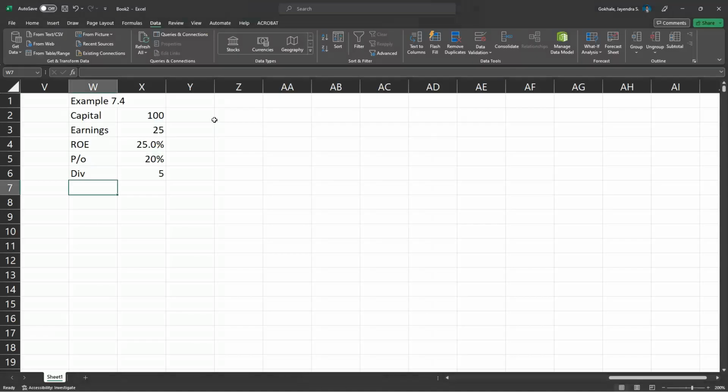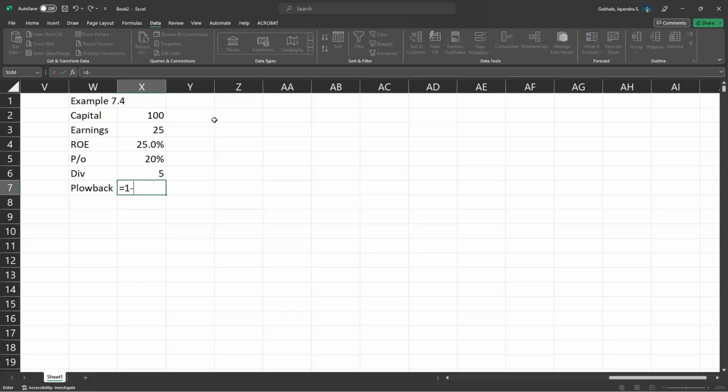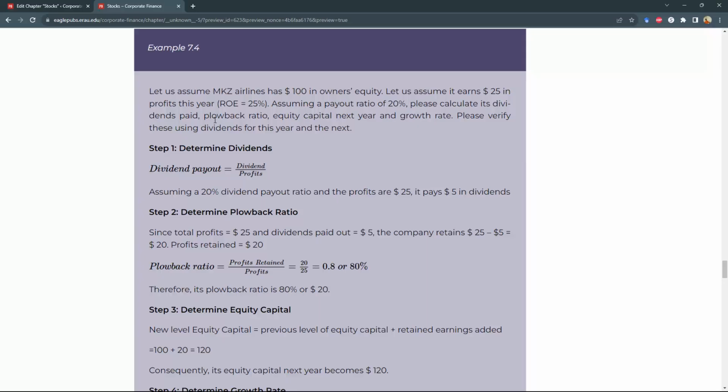We just did that. Now the plowback ratio. Plowback. If we paid out 20%, we would plow back 80%, the remaining. So plowback ratio is 0.8 or 80%.